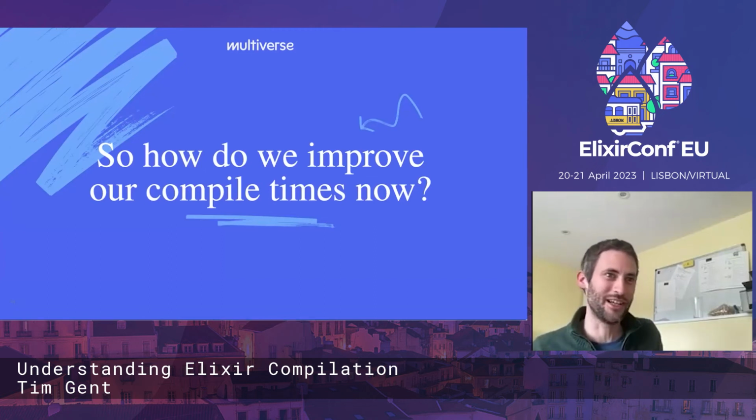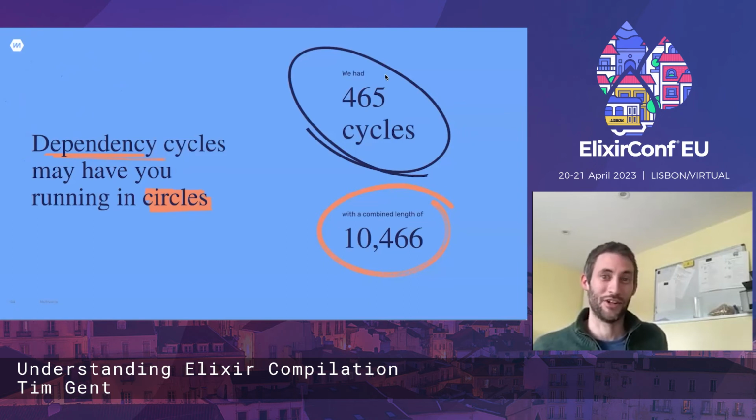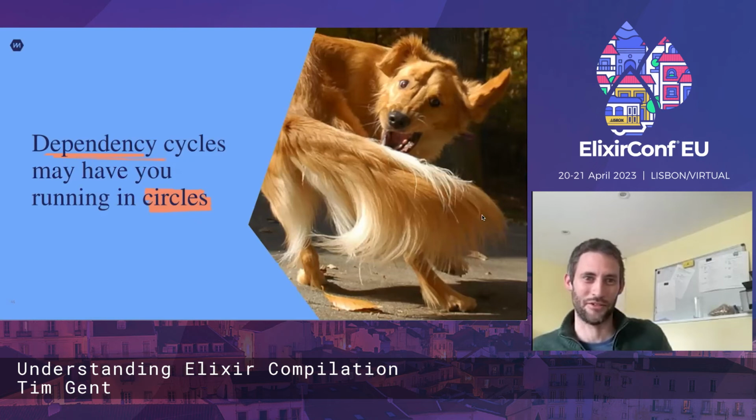But I guess what you really want to know is not just why this stuff works like it does, but how do we actually improve our compile times now? When I was trying to solve this in Multiverse, the first thing that I tried to do was get rid of all our dependency cycles. We had a total of 465 runtime dependency cycles with a combined length of over 10,000 files. So you can imagine that when I tried to get rid of all of these cycles, I felt a bit like I was chasing my own tail. I would not recommend this to be where you start.